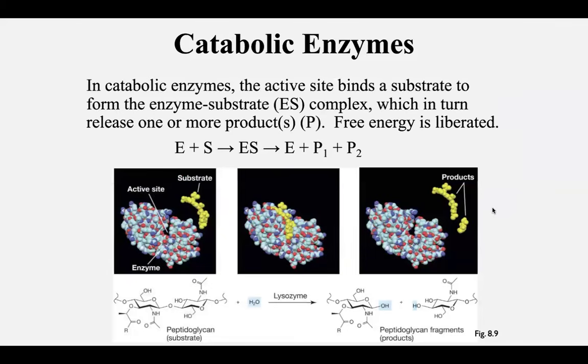So you have different types of enzymes. In a catabolic enzyme, an active site binds to one substrate to form an enzyme-substrate complex, and in turn, it can release one or more products. So with catabolic enzymes, you're binding to one substrate and releasing one or more products.